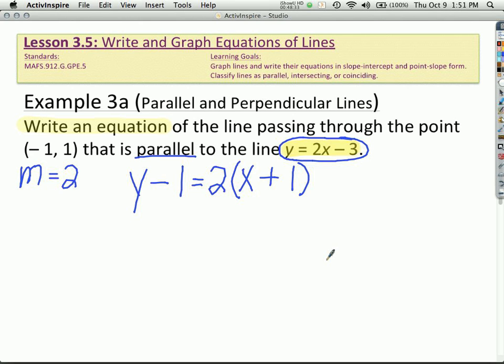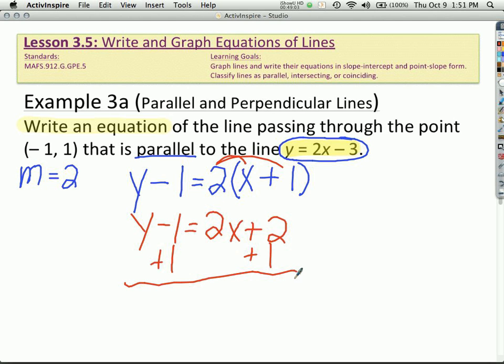Kadir, what could we do? Yeah, distribute. You get y minus 1 equals 2x plus 2. Is that slope-intercept form? No. Not yet. What do I need to do finally to get it in slope-intercept form? Nathaniel? Good. I love the way you said that. Addition property of equality. Add 1 to both sides. Y equals 2x plus 3.